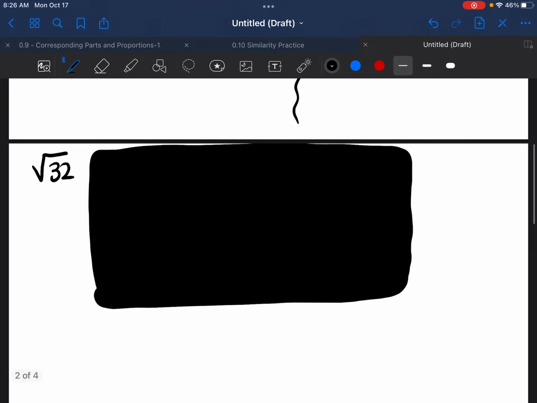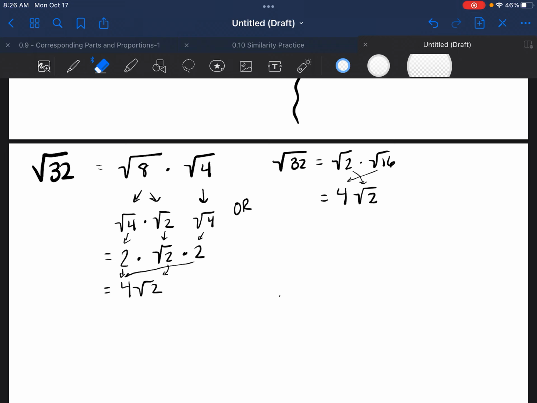Go ahead and try this problem on your own. The square root of 32. So you should get something that looks like this. The square root of 32 is equal to 4 times the square root of 2.